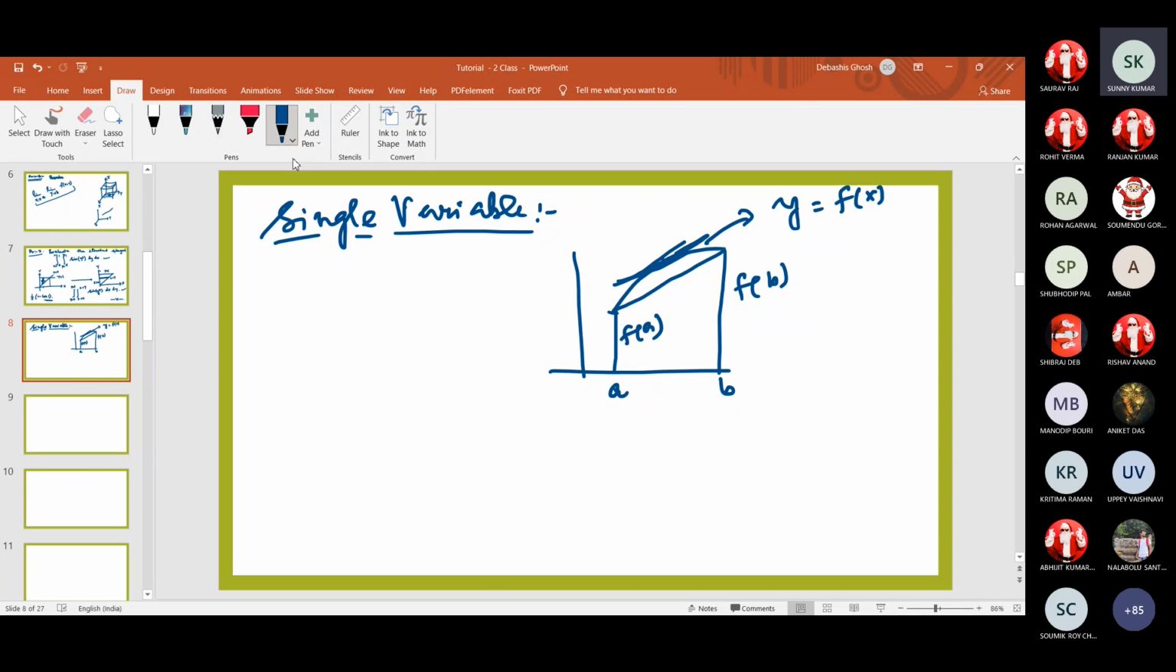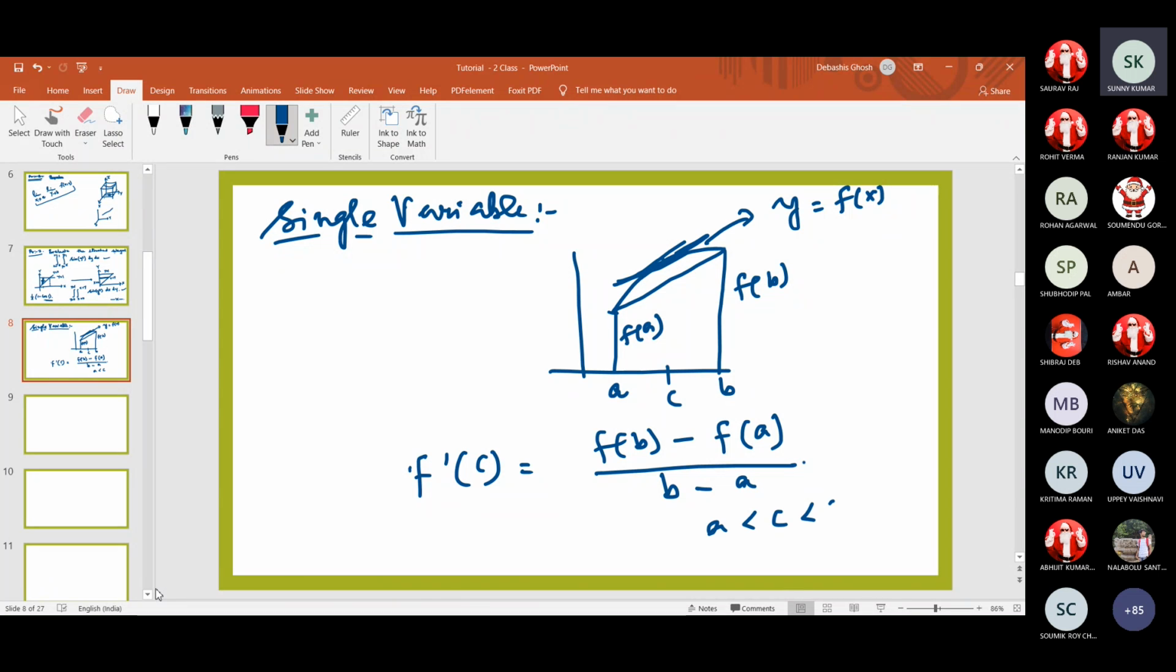It has many interpretations that are also known to you, and we can say that the value gives you f dash c, at the point c, equal to f(b) minus f(a) by b minus a, where c lies between a and b, that is a less than c less than b. This much is well known to all of you.